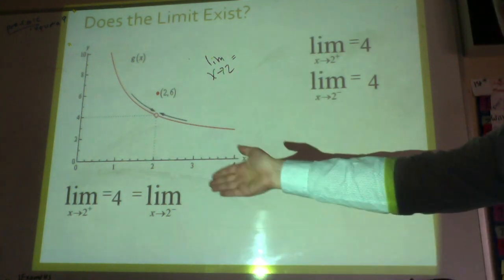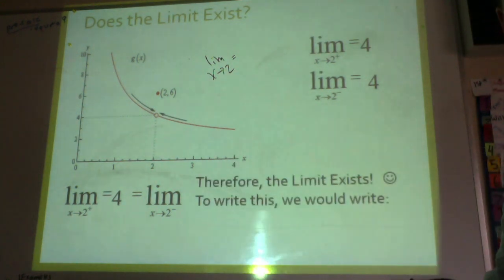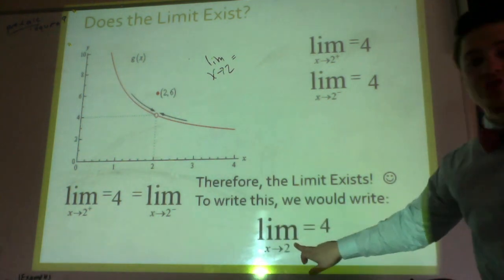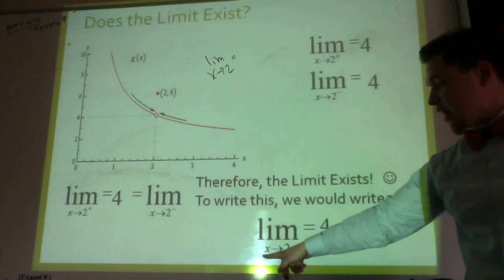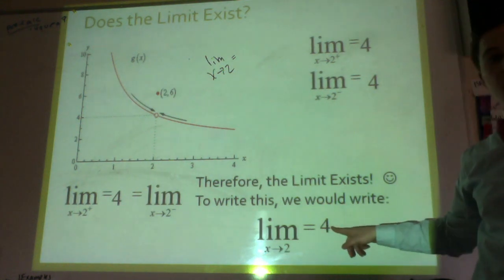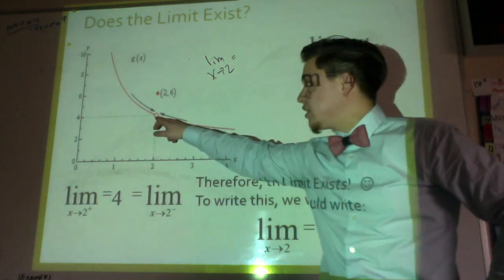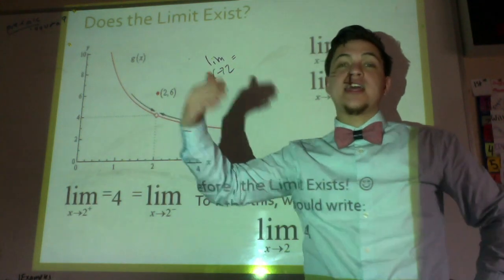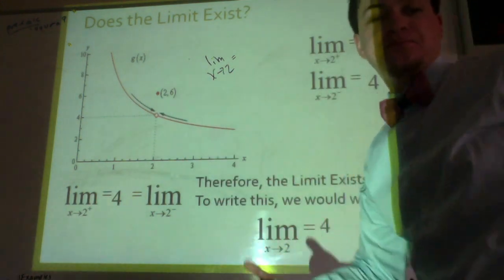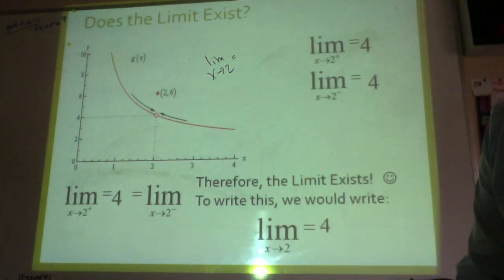So the right-hand limit is equal to the left-hand limit. Therefore, the limit exists. We would write, with no plus or minus here, the limit as x approaches 2 is equal to 4, because that is where it approaches from both sides. Okay, pause and take notes if you need.